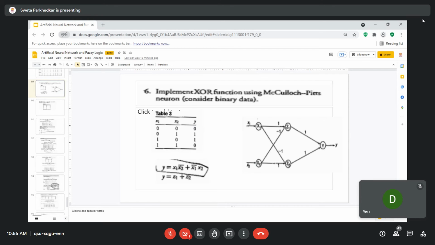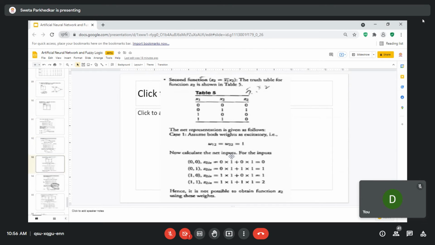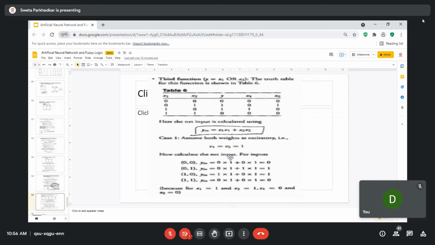ठीक है? तो Z1 and Z2 के लिए same truth table हम लोग assume करेंगे. Okay, this one. So Z1 and Z2, if it is 0, 0, the output is 0. 0, 1, the output is 1. 1, 0, output is 1 and 0, 0 के लिए this.